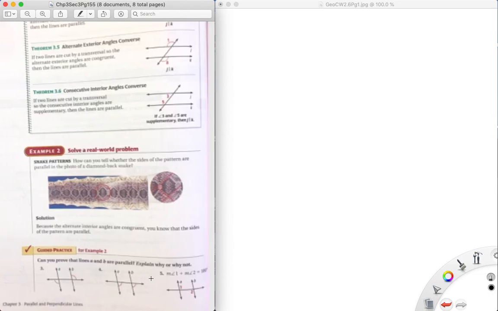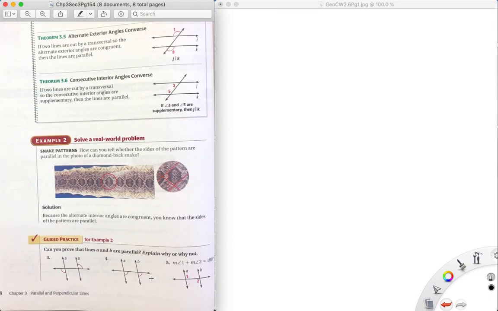This asks, can I prove that the lines are parallel, or why not? Here's my transversal. Here are my two lines, A and B. I have alternate exterior angles, and I'm told that they're equal by the symbol here. Therefore, by the alternate exterior angles converse, I can say that A is parallel to B. Here, I have this transversal, these two lines, and I have these two angles that are congruent. They're corresponding angles. So by the corresponding angles converse, I can say that A is parallel to B.